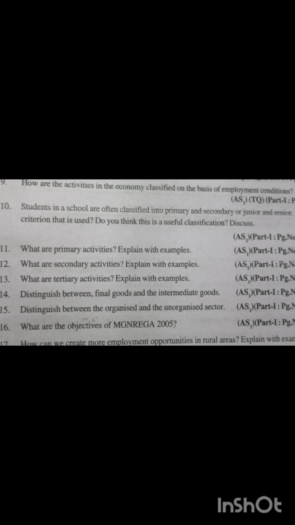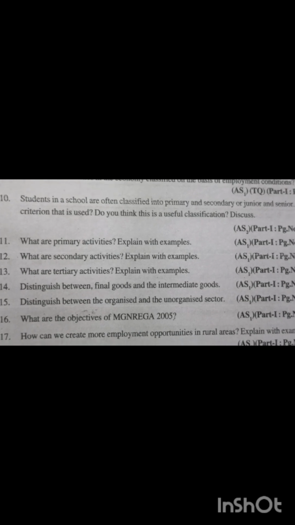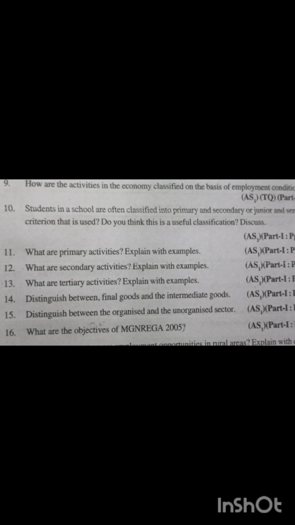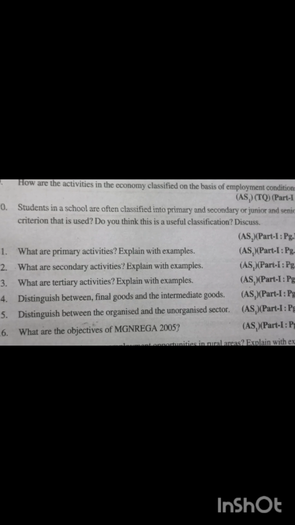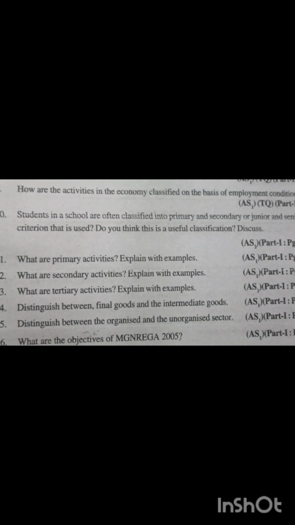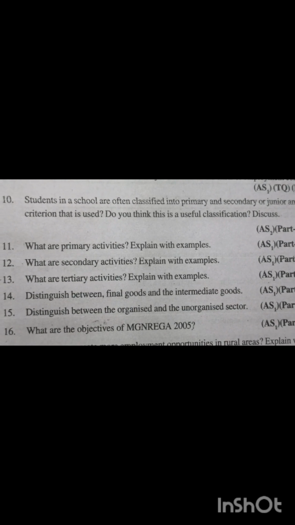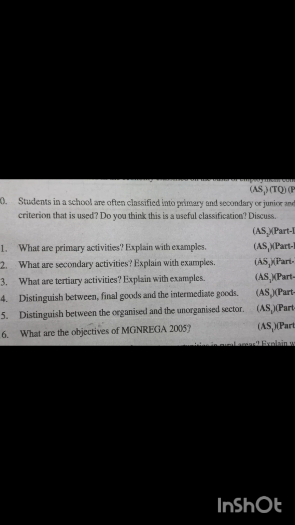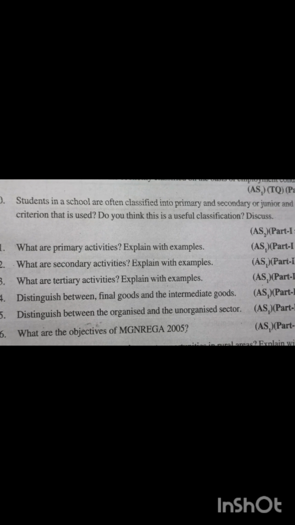Tenth one, students in a school are often classified into primary and secondary or junior and senior. What is the criterion that is used? Do you think this is a useful classification? Discuss.